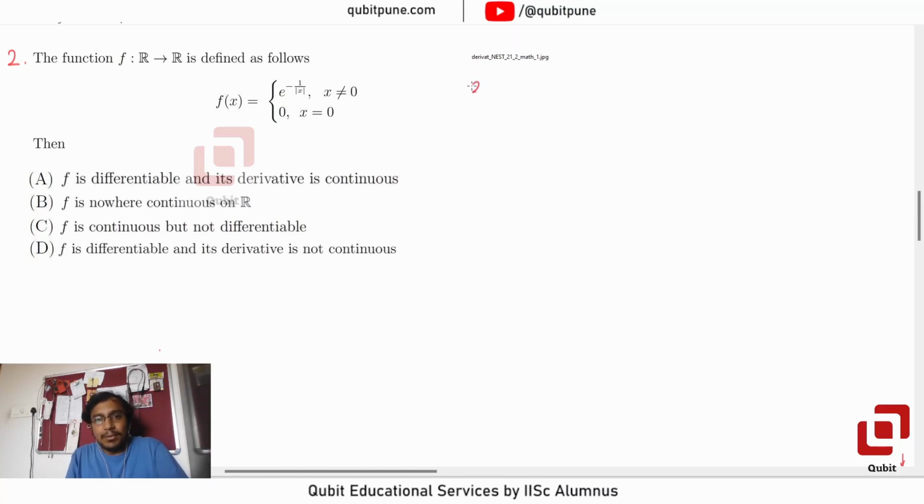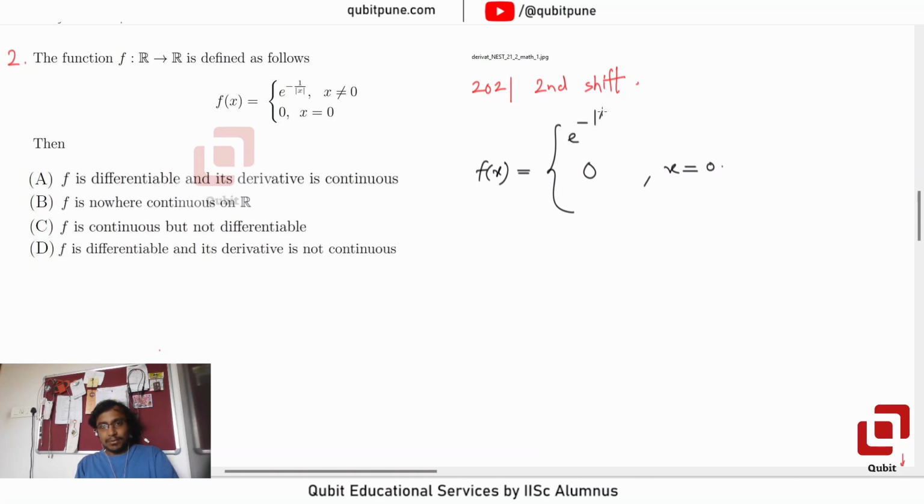This came in 2021, second shift. Alright, let us go to the function. The function is e to the power negative 1 upon mod x when x is not equal to 0, and it is 0 when x is equal to 0. Now, as usual, we will do it the mod way, so it will be e raised to negative 1 upon x for x positive, and e raised to 1 upon x for x negative.